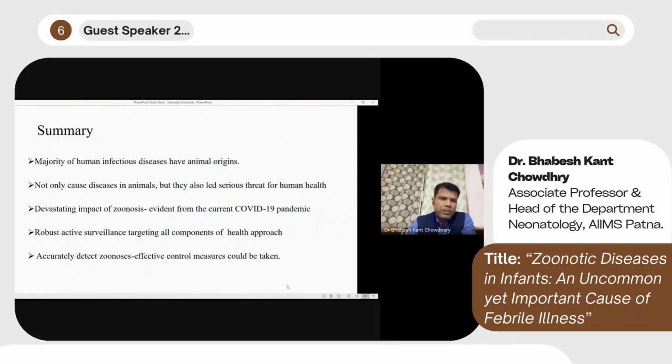So, as per the summary, the majority of human infectious diseases have animal origin. They not only cause disease in animals, but also lead to a serious threat to humans. And we also saw the COVID-19 pandemic. Robust active surveillance is required, targeting the other components, to improve control of zoonotic disease. And accurate detection of zoonoses is very important for effective control measures to decrease these zoonotic diseases.